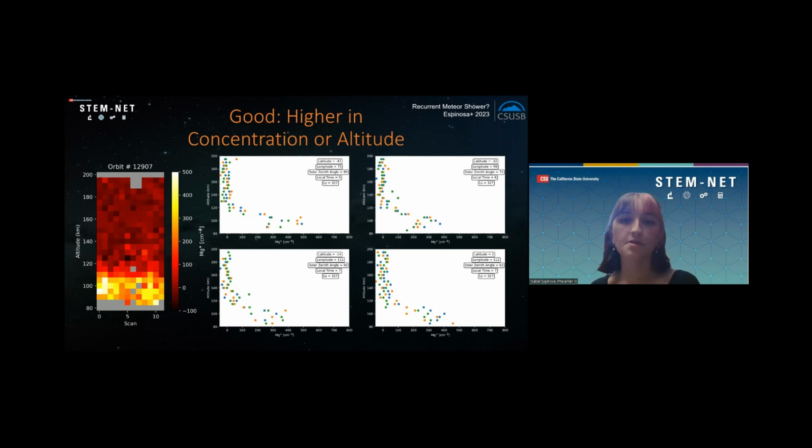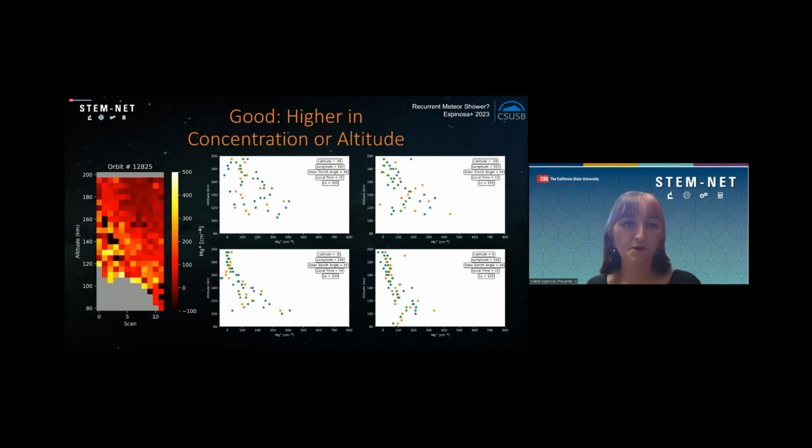Once we get into the more good category, you can see we're either going to be higher in concentration or altitude. Here it's higher in concentration. So the values of the concentration of the magnesium you can see on the plots get up to 500 or almost 500. And on the picture, there's some yellow areas and some bright white, which shows that there's a lot more magnesium, but it's not super high up. It's hanging around 100 kilometers up from the surface of Mars.